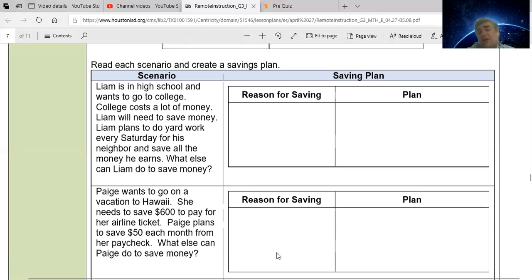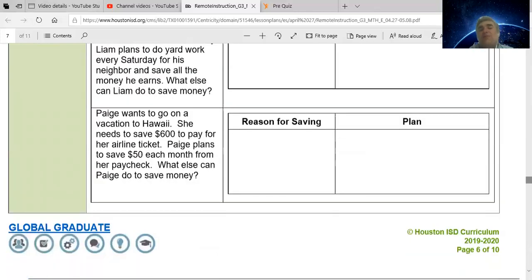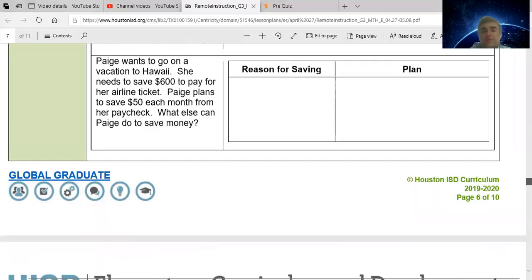Well, at the rate she's saving $50 per month, she will need 12 months to save $600. So if the reason for saving is to come up with the money to pay for the $600 ticket, maybe she will be better off having a second job, working extra time, and getting extra money. That way, she will save money in a shorter time. For example, if she puts away $100 per month instead of $50, she will finish in 6 months. So that will be better for her.